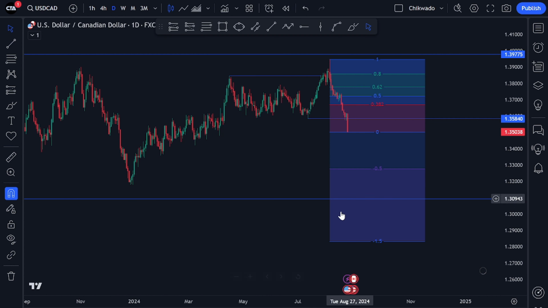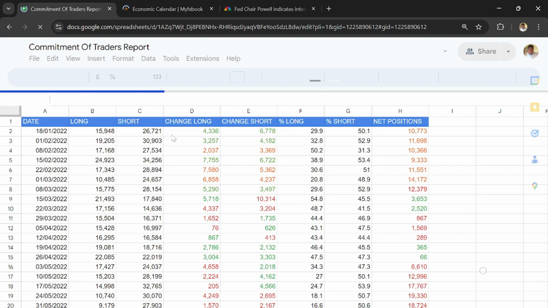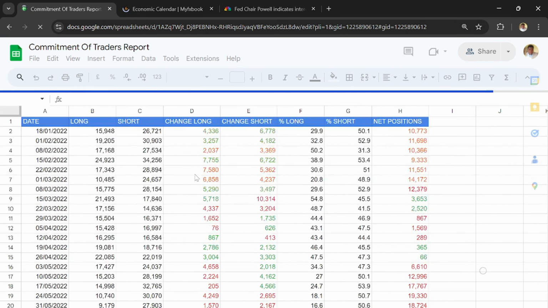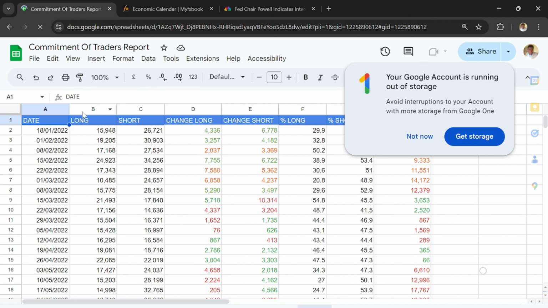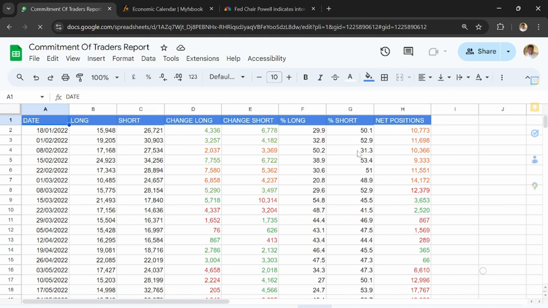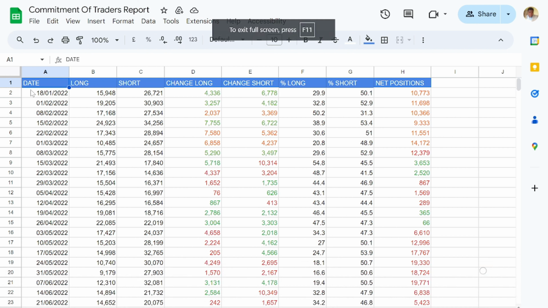So, a quick look at the commitment of traders report. So here, this is the commitment of traders report. We have the date of the release. Of course, this comes out every week, so there's usually a 7 day interval here. Sometimes these things change. I don't even know why that happens, but we have the date.